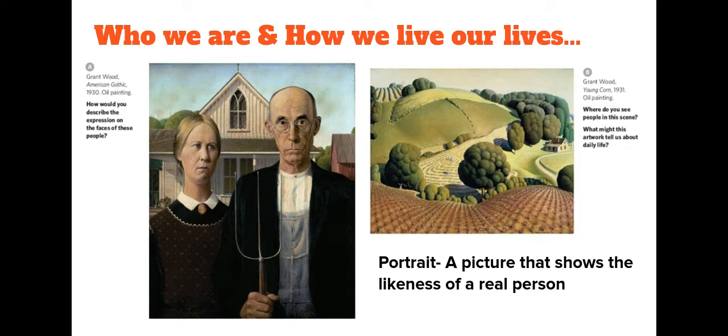The second picture, picture B, is also by Grant Wood. What do you see in this scene? What do you think it tells us about everyday life? If you look really closely, there's small people portrayed in the center of the field farming.